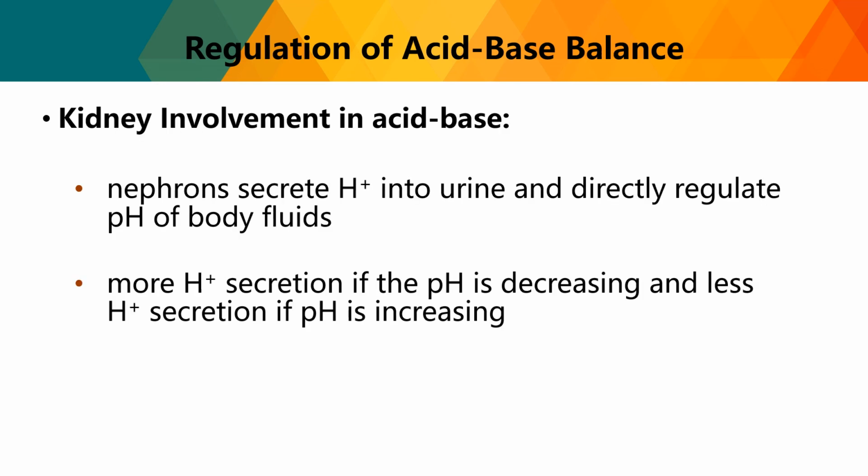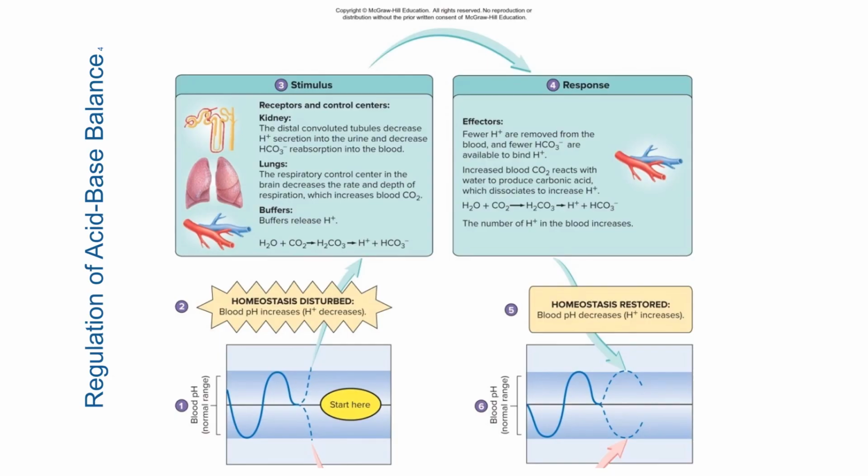So, kidney involvement in acid-base balance. The nephrons secrete hydrogen into the urine and directly regulate the pH of body fluids. There is more hydrogen secretion if the pH is decreasing, and less hydrogen secretion if the pH is increasing. Here, this image shows you the acid-base balance.